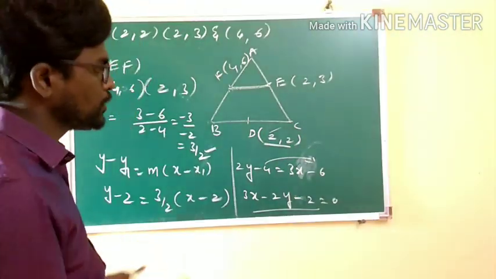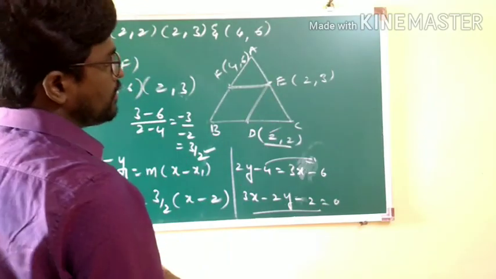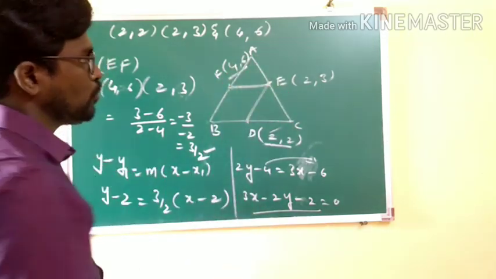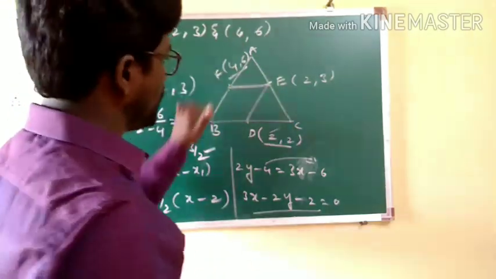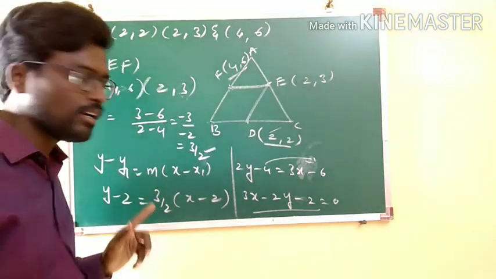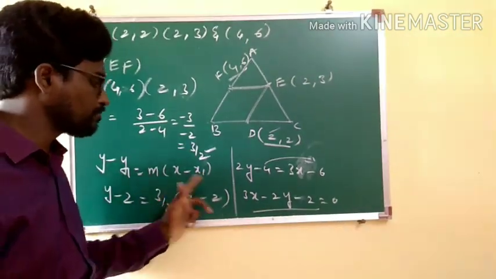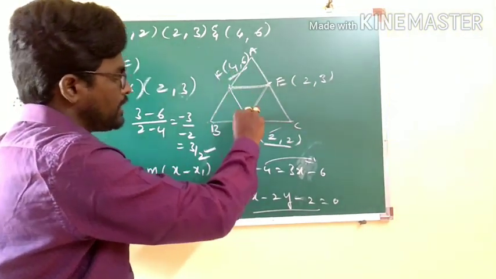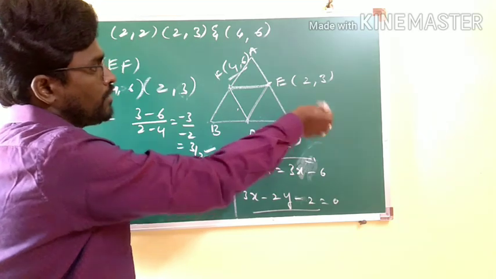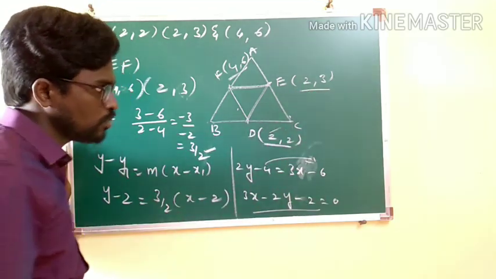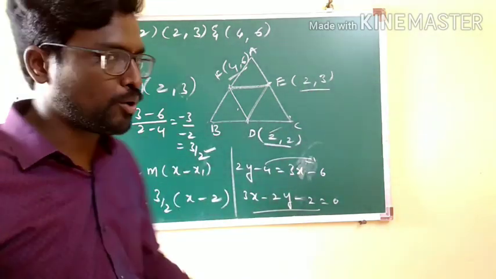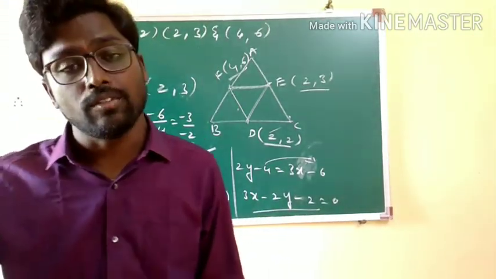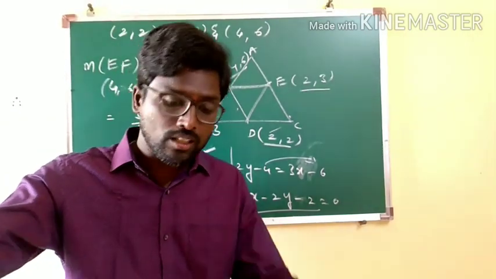Similarly, what will you do? Find the slope of DE, and that slope is equal to the slope of AB, and that line is passing through 4 comma 6. Hence, the equation of AB you can get again by using the formula y minus y1 is equal to m into x minus x1. Similarly, you find the slope of FD, and that slope is equal to the slope of AC. AC is passing through the point 2 comma 3, and hence again you can use the point and slope formula y minus y1 is equal to m into x minus x1. See how logical the problems are.